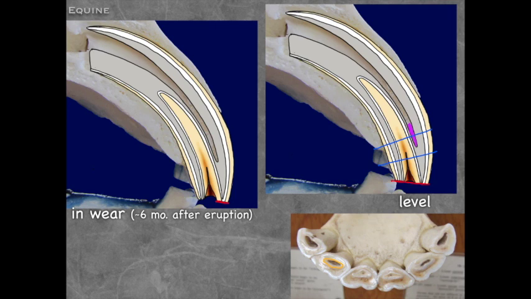spot. So we can see over on this image here, we see this dark area right here, and that's going to be the dental star. Okay.